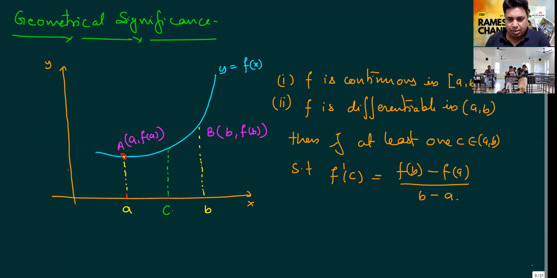Now let b be a point on the x-axis. At x equal to b, the function has value f of b. So capital B is a point on the graph of the function y equal to f of x, and name it b comma f of b. Is that clear?